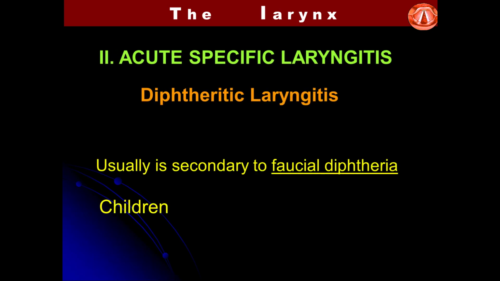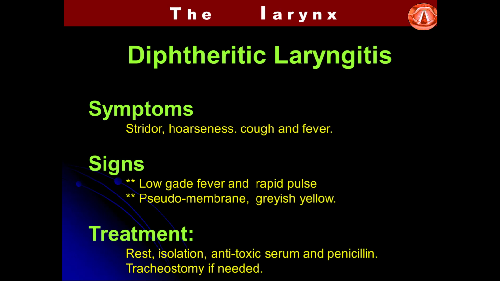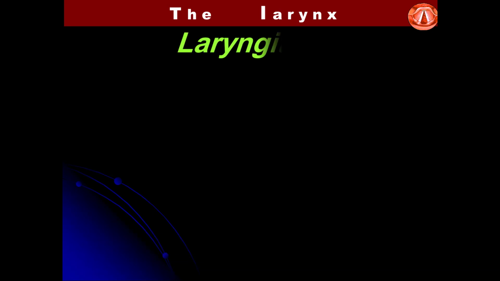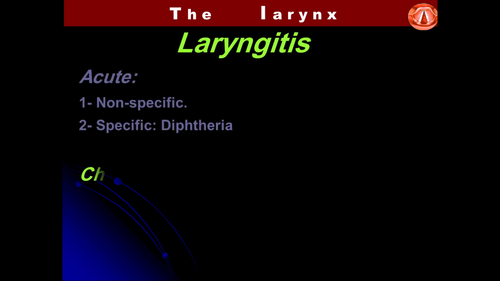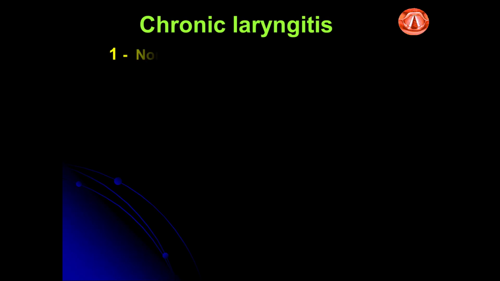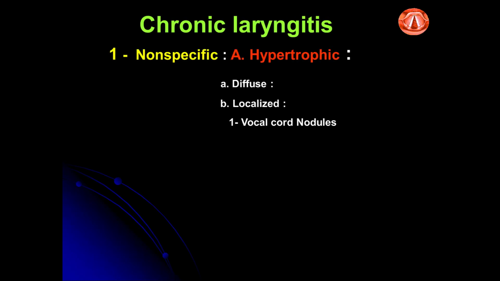As regards the acute specific laryngitis, diphtheritic laryngitis, this issue will be discussed in detail in facial diphtheria. And the first reported case of tracheostomy in history was in a case of diphtheritic laryngitis. However, we're not going into the details of diphtheritic laryngitis because it usually occurs secondary to facial diphtheria, and this is discussed elsewhere. For the chronic laryngitis, we have non-specific and specific.